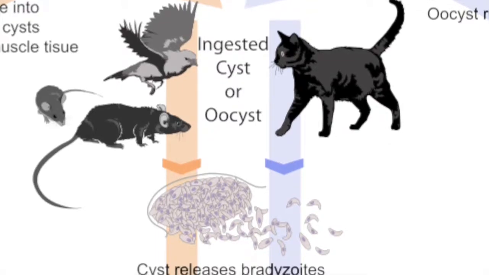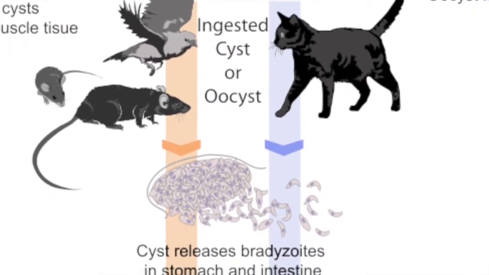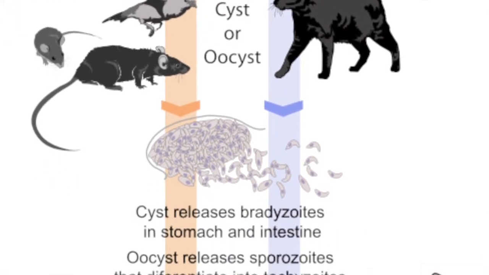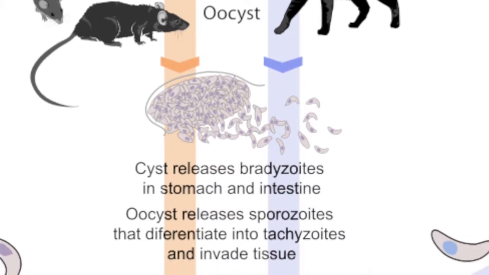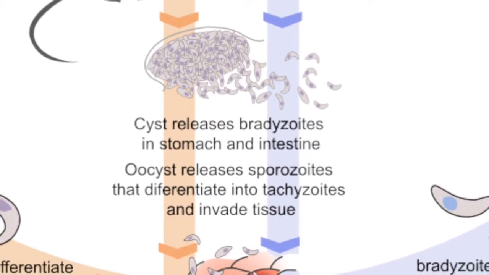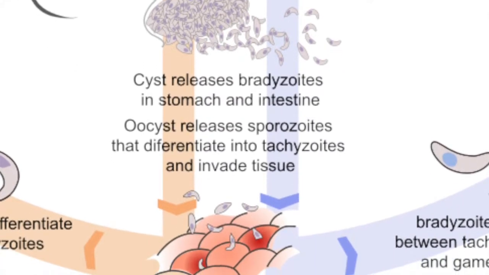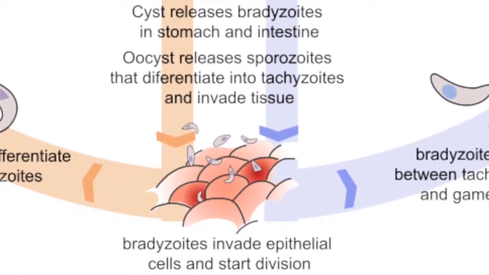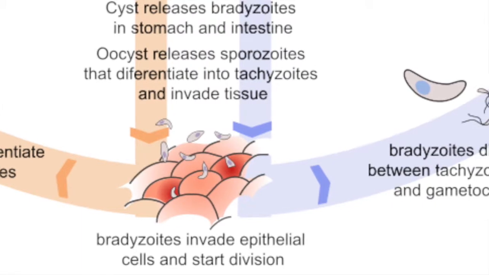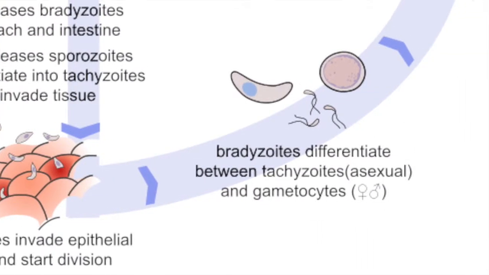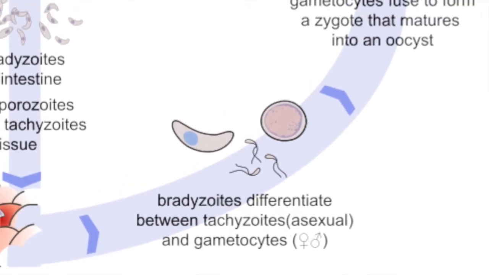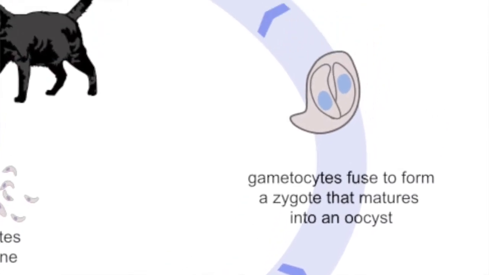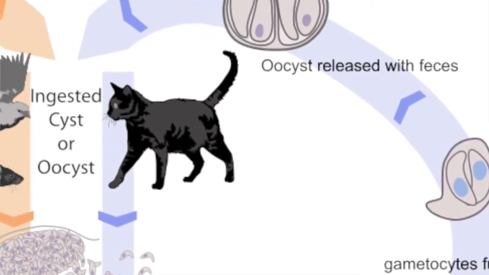Infection occurs via ingestion of a cyst or an oocyst. An ingested cyst will release bradyzoites in the stomach and intestine. An oocyst will release sporozoites that differentiate into tachyzoites and invade the tissues. In both cats and other mammals, bradyzoites invade epithelial cells and start division. In cats, the cells will differentiate into gametocytes, which fuse to form a zygote that matures into an oocyst. The oocyst will be released by feces, and the cycle continues.